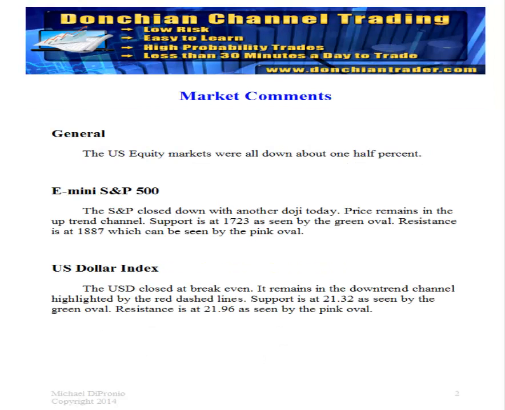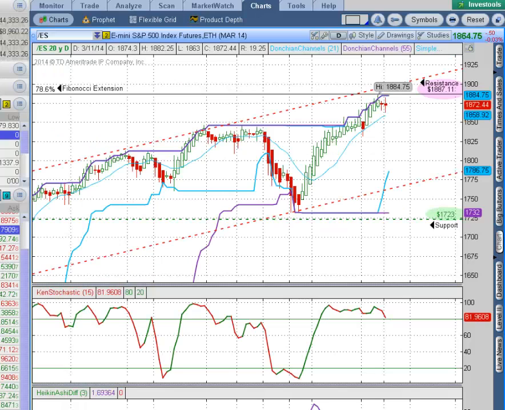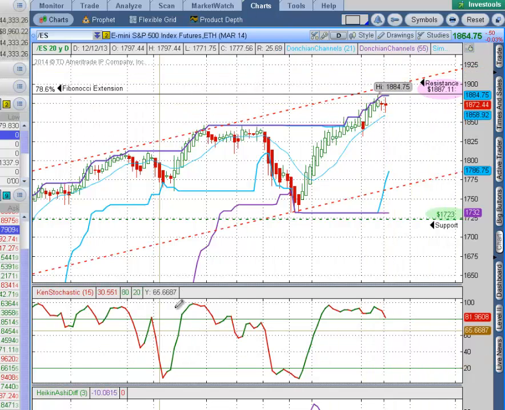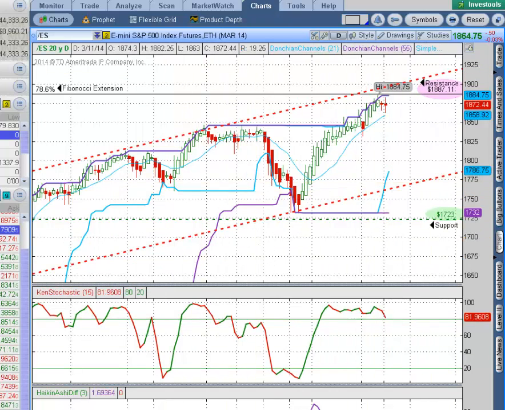The U.S. equity markets were all down, about 0.5%. The S&P closed down with another doji today. Price remains in the uptrend channel. Support is at 1723 as seen by the green oval, and resistance is at 1887 as seen by the pink oval.